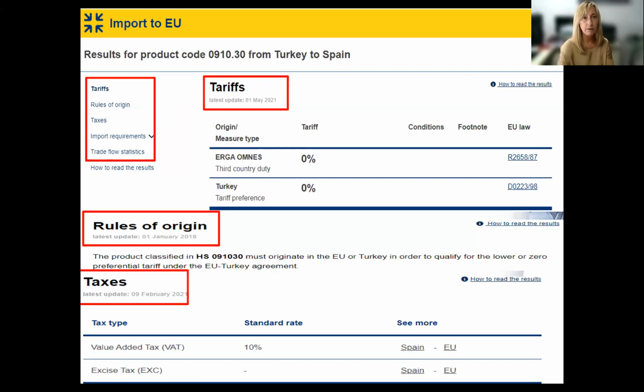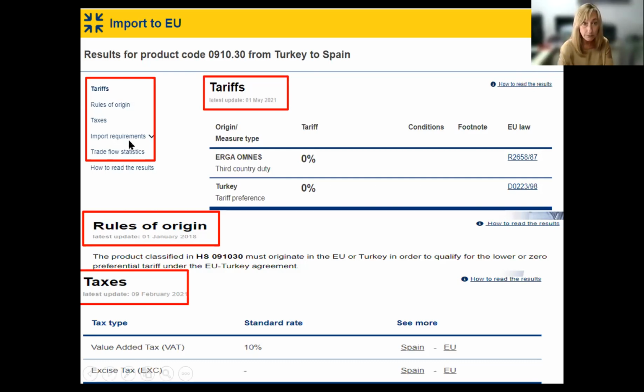Also, you will have information regarding other taxes. In this case, well, the value added tax, the VAT, okay, that is 10%. What else do you have on the menu? Interesting, import requirements. Okay, if we are talking about a food sector, it is important to have a look through the import requirements.